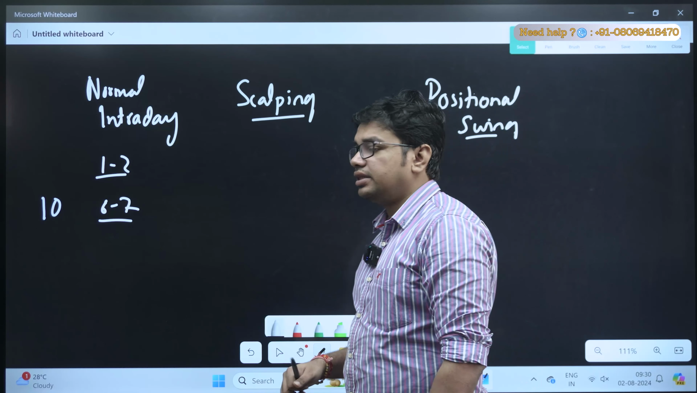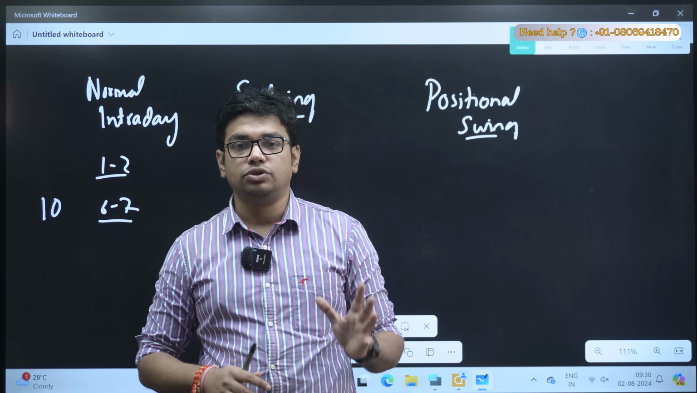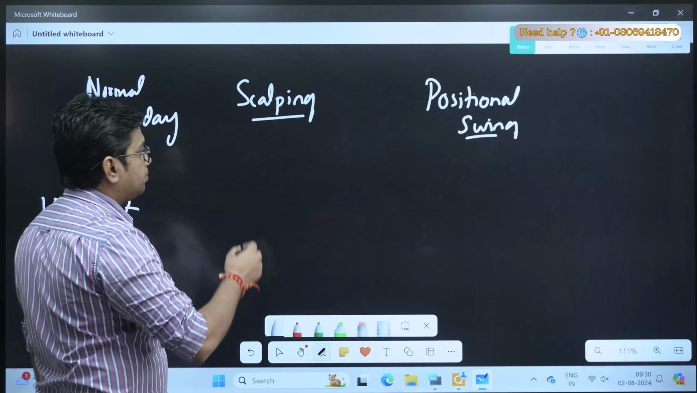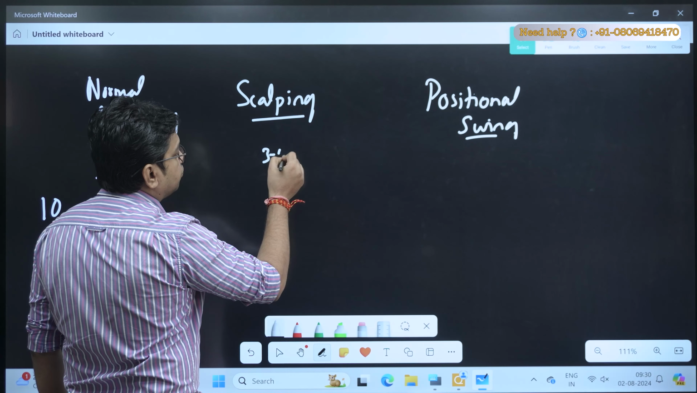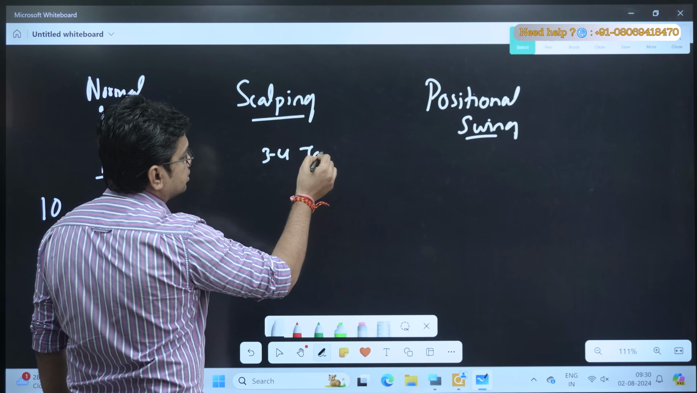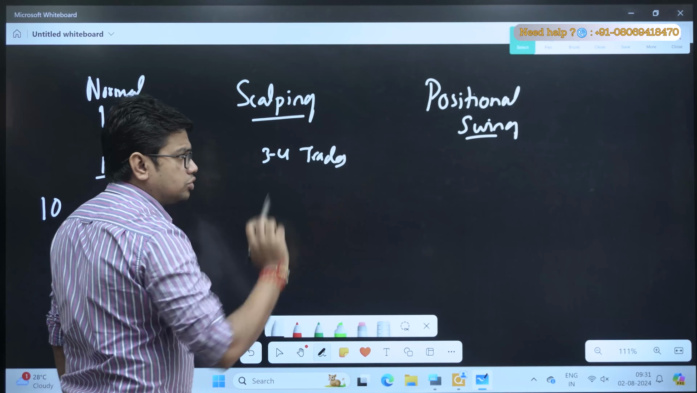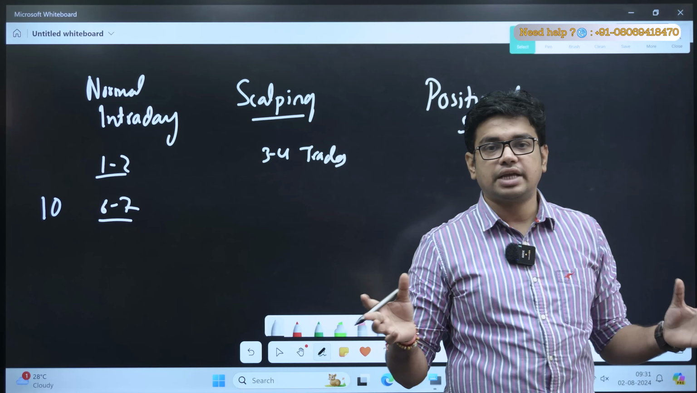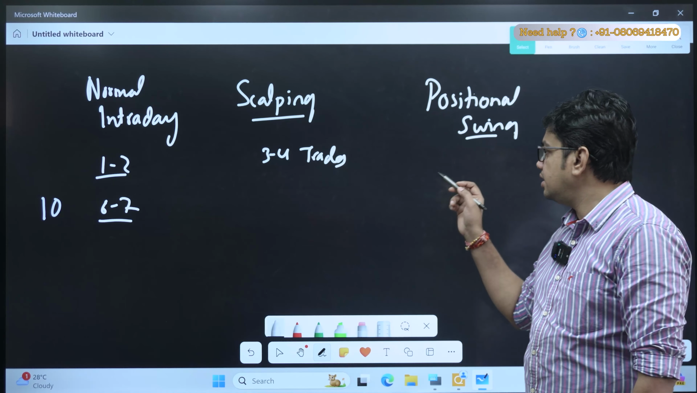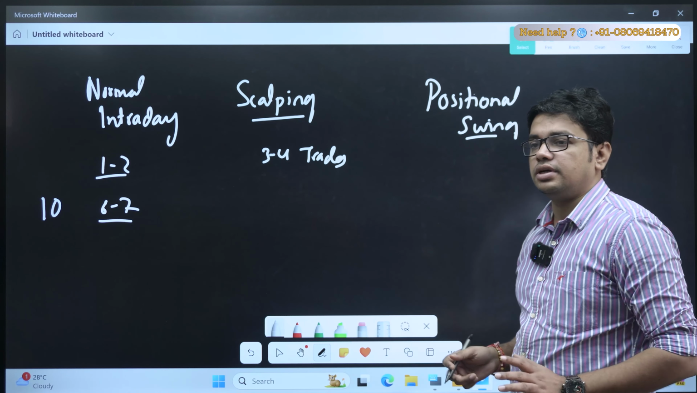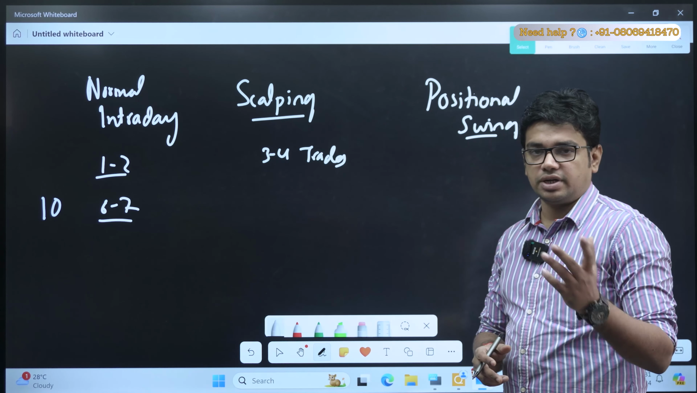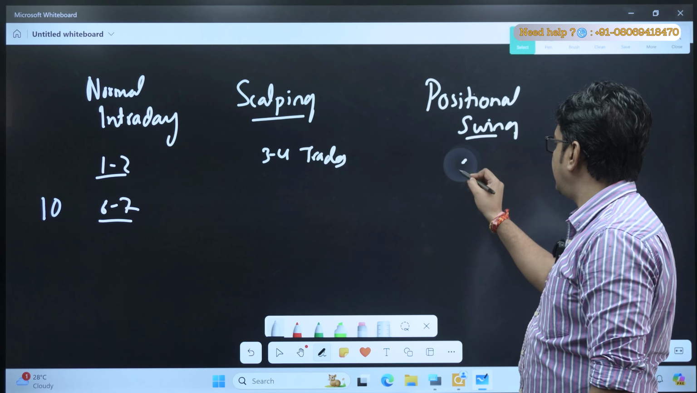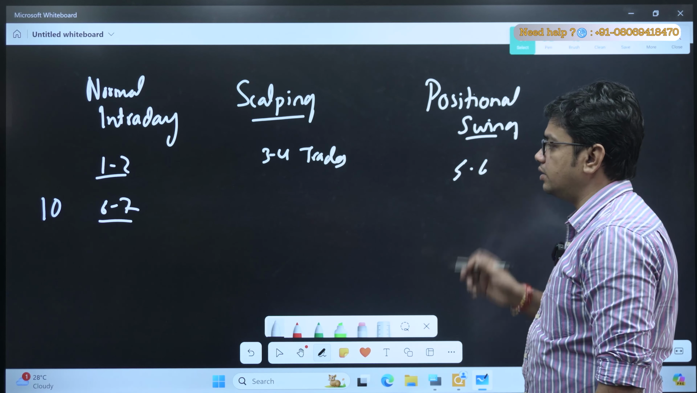In scalping they take a huge number of trades. So in scalping you can see 3 to 4 trades. Same goes for positional trading and swing trading. If you have huge capital, then here you can take a number of trades on the basis of your risk appetite. So let's just say 5 to 6 trades on a swing trading basis.